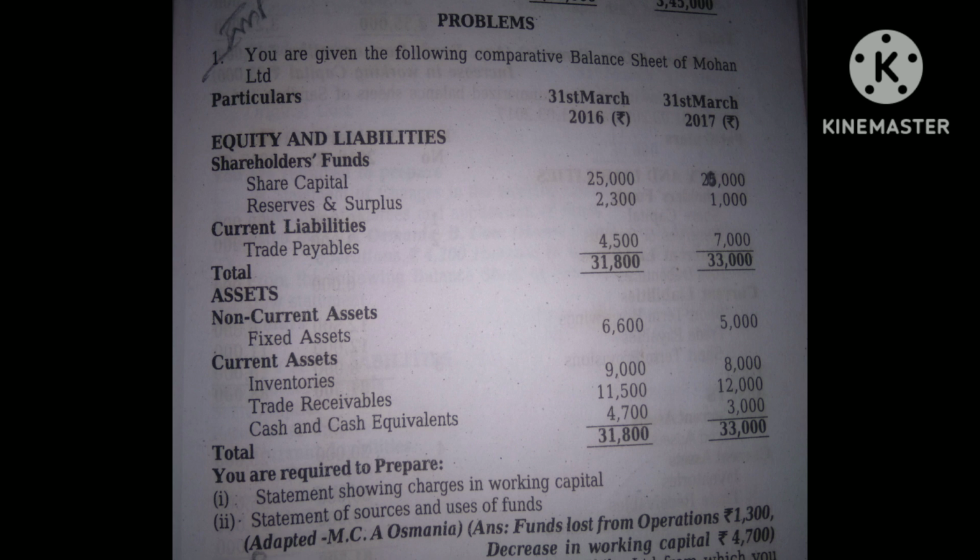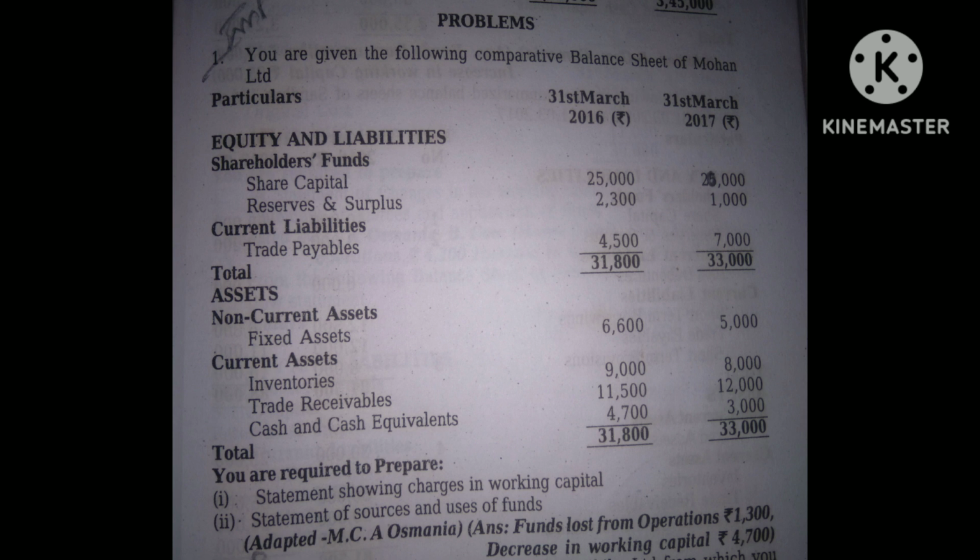Next, current liabilities. Trade payables in 2016 is 4,500 and 2017 is 7,000. So totals of liabilities are 31,800 in 2016 and 33,000 in 2017. Next we have assets. Non-current assets, fixed assets. In 2016 it is 6,600 and 2017 is 5,000.